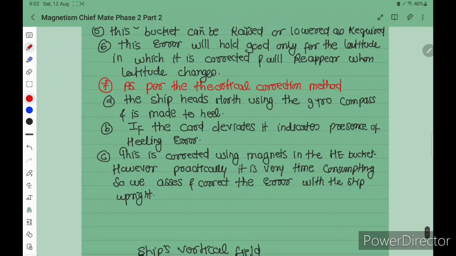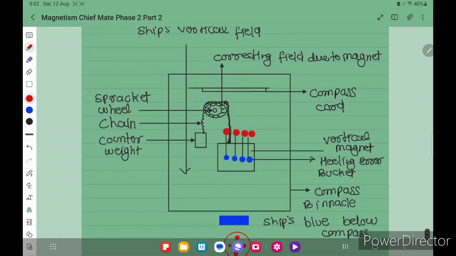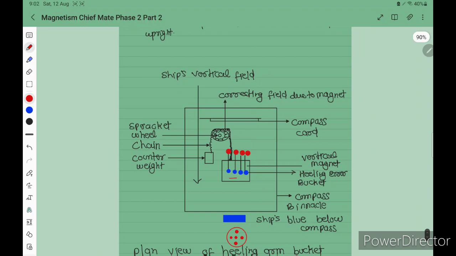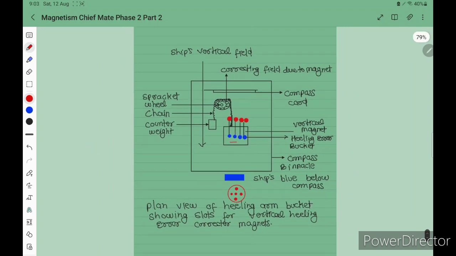As per the theoretical correction method, the ship heads north using the gyro compass and is made to heel. If the card deviates, it indicates presence of heeling error. This is corrected using the magnet in the heeling error bucket. However, this is time consuming, so we assess and correct the heeling error with the ship upright. So this is a corrector. This is a chain pulling arrangement. This is the counterweight. Okay, so this is the permanent heeling error correction.